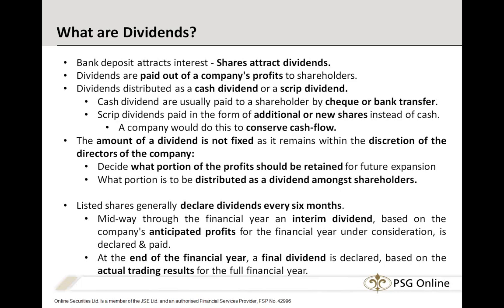But it depends on the discretion of the directors of the company. Okay. So dividends are declared every 6 months. You get an interim dividend for the first 6 months of the year, and then you get what they call the final dividend. That's for the whole year. Okay, so that's based on the actual trading results. So you look at basically getting income twice a year from a company, if and when they pay dividends.